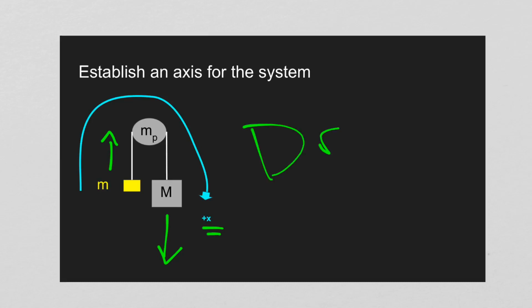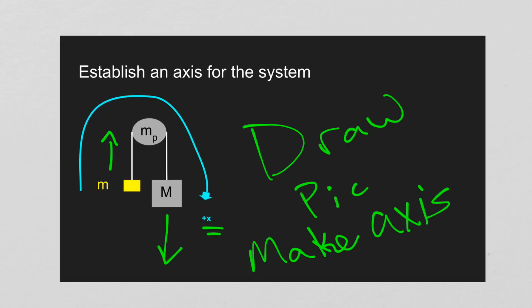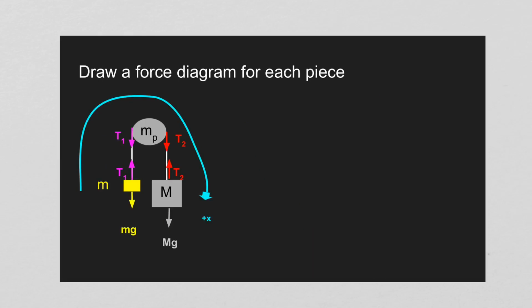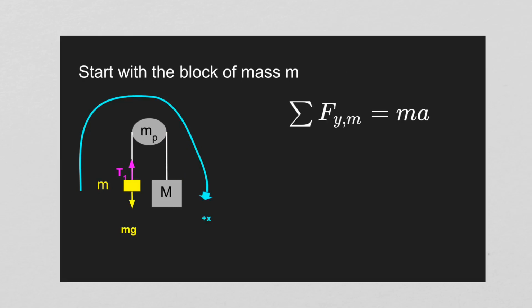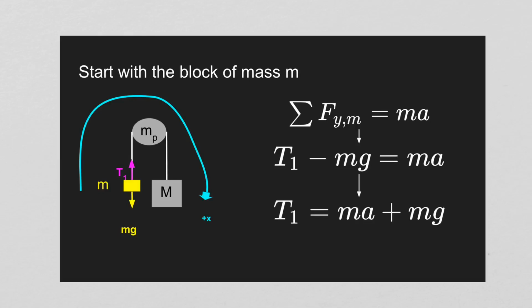So draw a picture, and make an axis. Very important. Don't forget that. So I draw a force diagram on each piece. Let's look at the little m first. The only forces acting on it, I've got T1 minus mg, because mg is going down, equals mass times the acceleration. Okay, that's good. We'll save that.